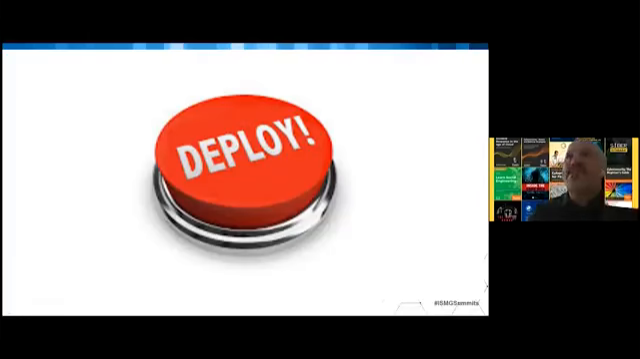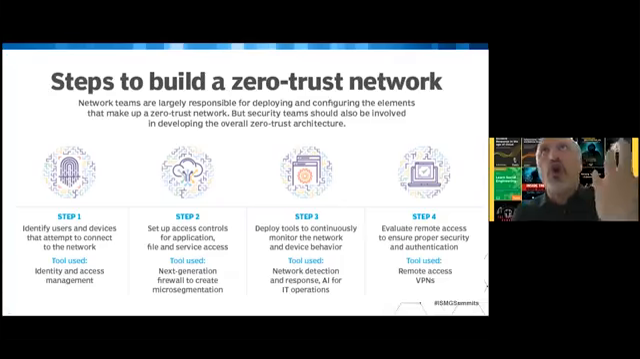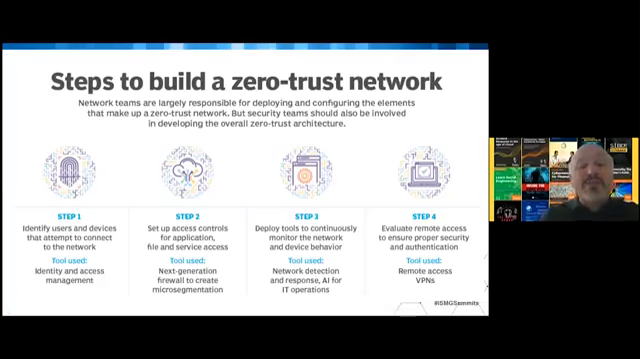So, what was the deployment path? I went through 4 steps in some organizations that I either managed or consulted as cybersecurity architect in my previous roles. First step is identifying users and devices that attempt to connect to the network. Of course, for this, you will need an identity and access management. Second step is to set up access controls for application, file, and service access. You need a proper firewall, which allows you to create macro segmentation.